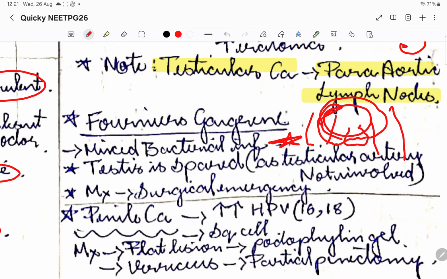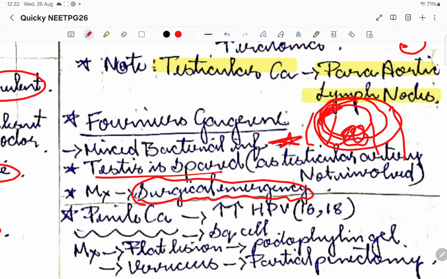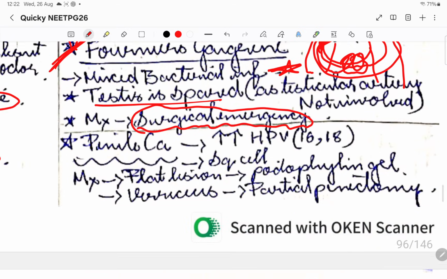The reason why the testicles are being spared, and even in surgical management we are not worrying about the testes, is that the testicle has a separate artery, the testicular artery, which is not the common artery supplying this particular region. So that is why the testis is being spared. Okay, this is a surgical emergency. We'll do debridement and hyperbaric oxygen and so on. So this is known as Fournier's gangrene. This is a previous year question. Please note this.